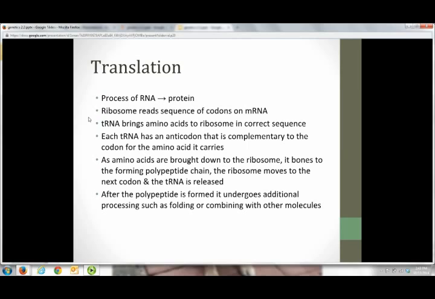After the polypeptide is formed, it undergoes additional processing, such as folding or combining with other molecules, so that that protein can go off and do its proper job in the cell.